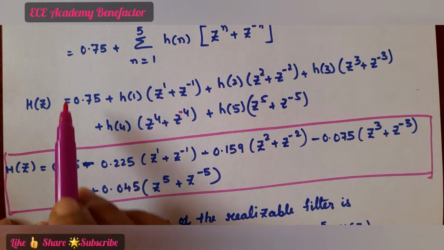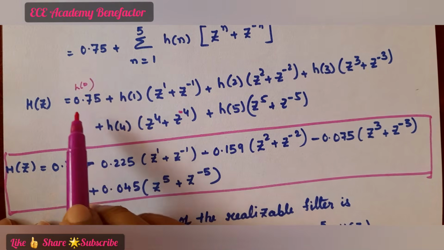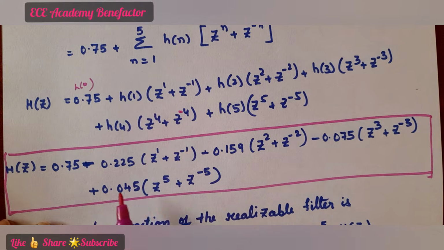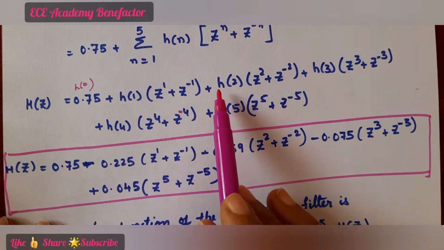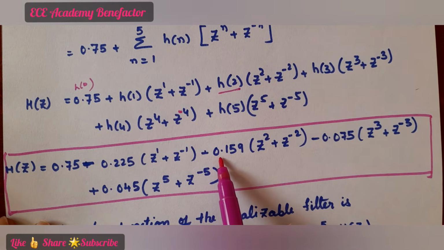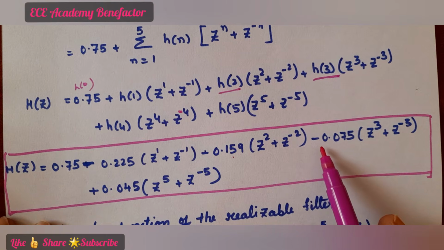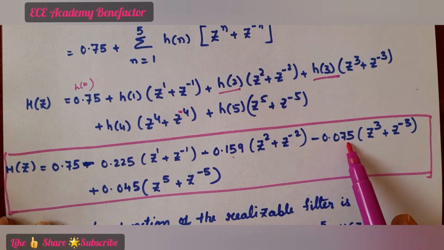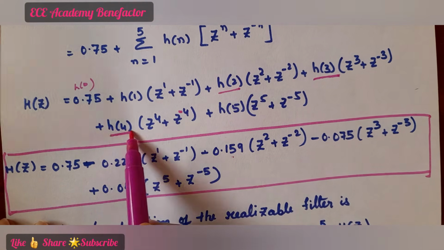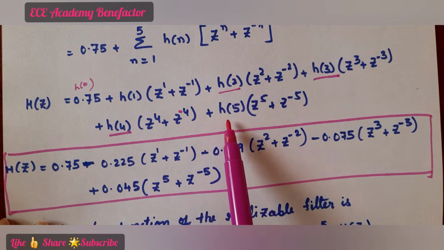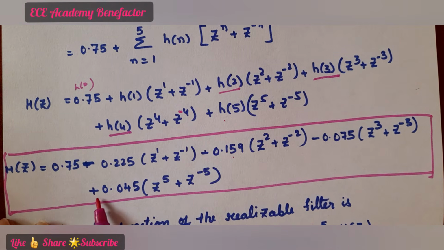So, we got the H(0) value as 0.75, the H(1) value as minus 0.225, the H(2) value as minus 0.159, the H(3) value as minus 0.075, and the H(4) value as 0. So, we have directly gone to H(5), whose value is 0.045, multiplying z to the power 5 plus z to the power minus 5.